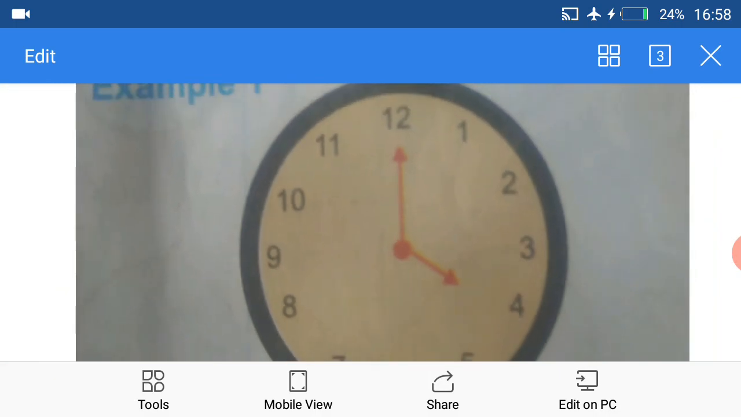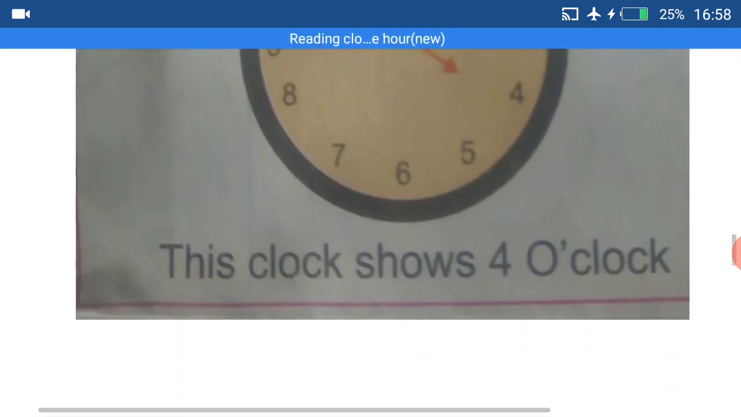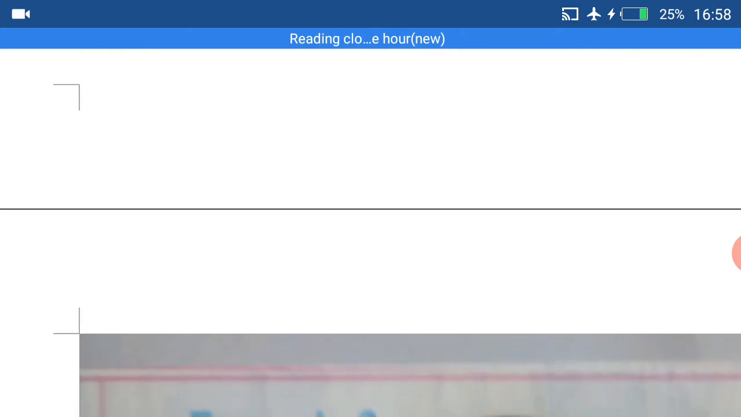It is also known as the hour hand, while the long one is the minute hand. Whenever you see the long hand on 12 and the short hand on any figure, you read the figure on which that short hand is placed. Is that taken? Now, let's go to the next example.